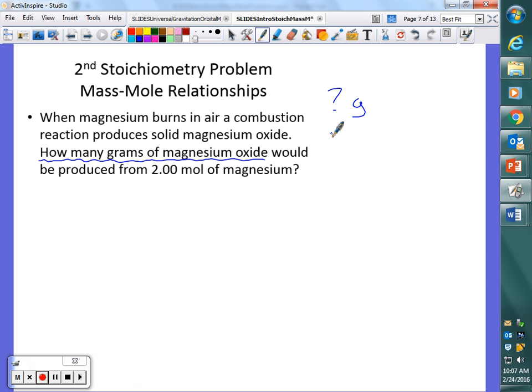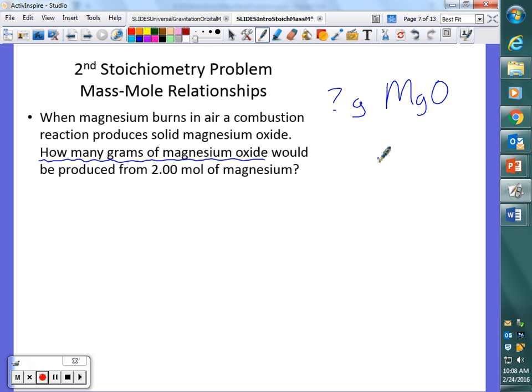So, first, magnesium oxide. We need a formula for magnesium oxide, right? Look on your periodic table. Find magnesium. How many valence electrons for magnesium? 2. Find oxygen. 6, right? So what's the ratio going to be of magnesium to oxygen? 1 to 1. Even though we're transferring 2 electrons, 1 to 1. So, Sartaj, 30 seconds ago, you said, what's the formula going to be? MgO. All right. So, we've asked the question, how many grams of MgO?